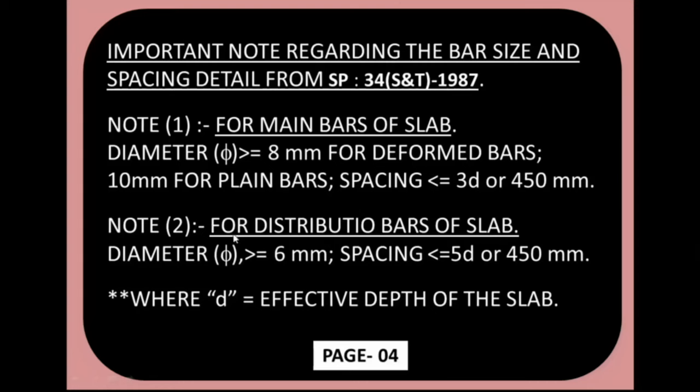Note 2. For distribution bar of slab, diameter should not be less than 6 mm. Spacing should not be more than 5D or 450 mm, where D is the effective depth of the slab.